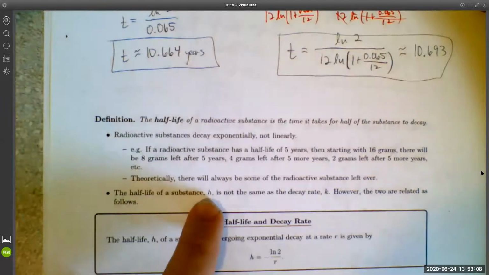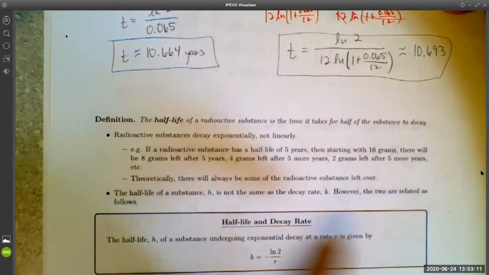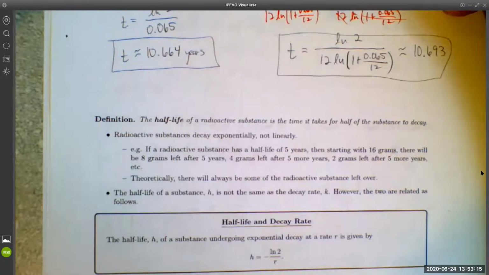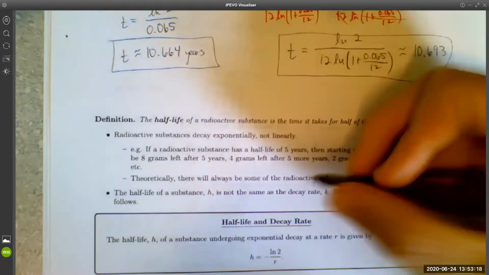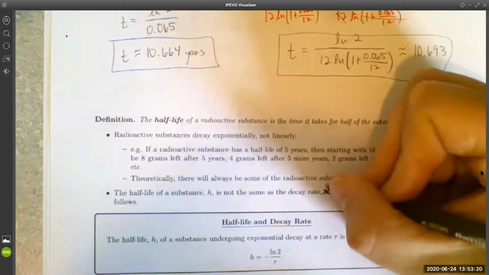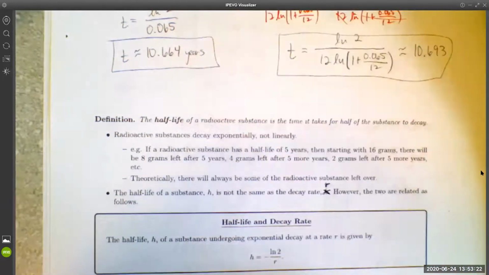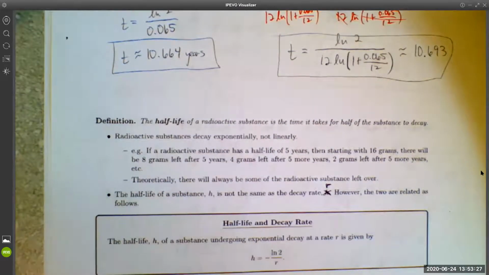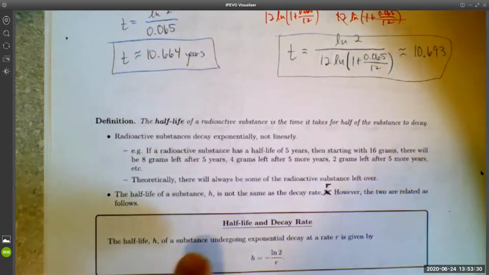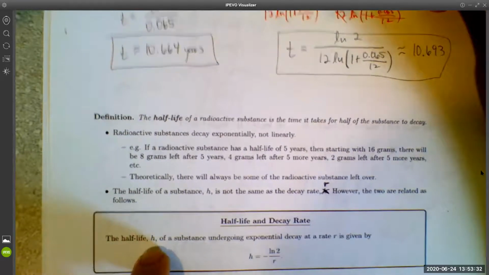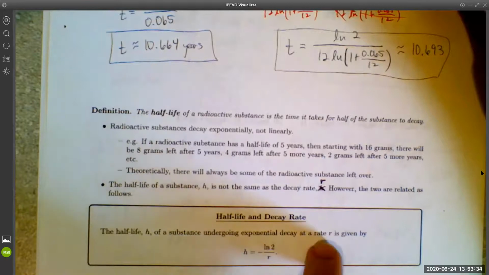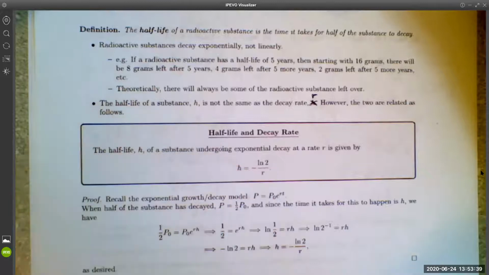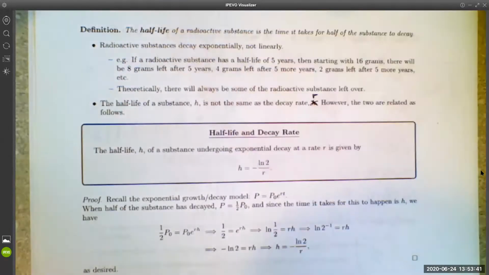Another thing to point out is that the half-life, h, is not the same thing as the decay rate, k. All right? Or actually, I think the letter I've been using is r. I've been using r for the decay rate. So the half-life h is not the same thing as the decay rate, r. However, the two are related, right? So the half-life h of a substance undergoing exponential decay at a rate r is given by this formula. h is negative ln 2 over r, where r is your decay rate and h is your half-life.